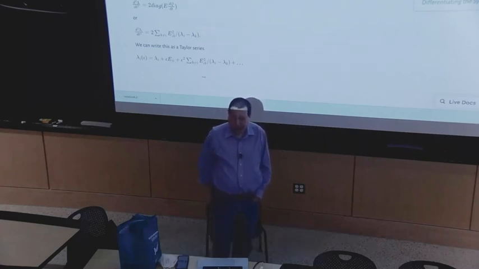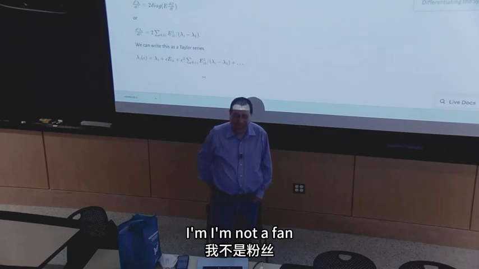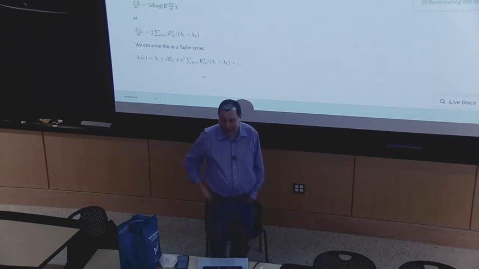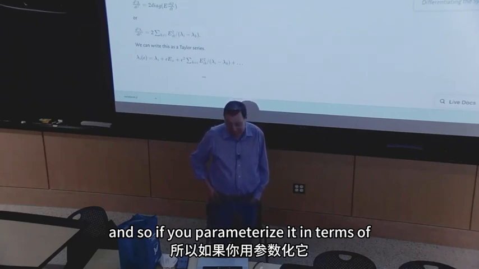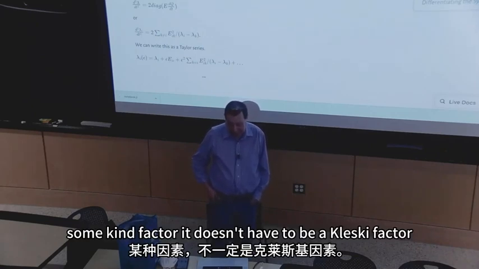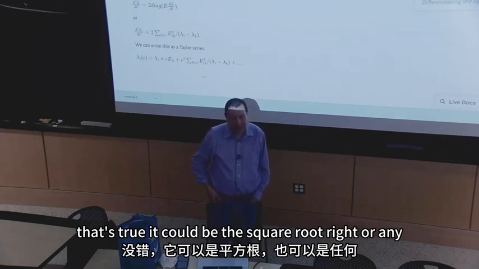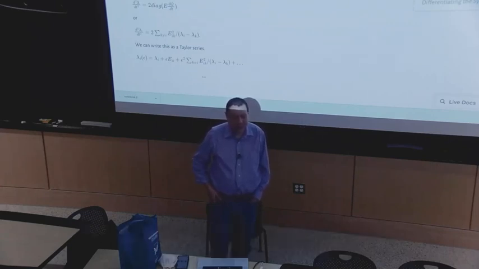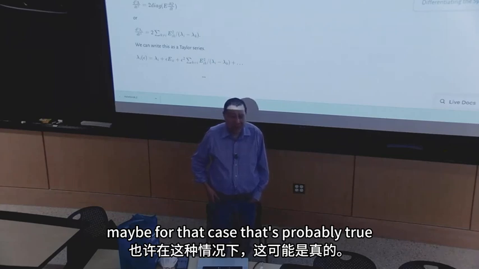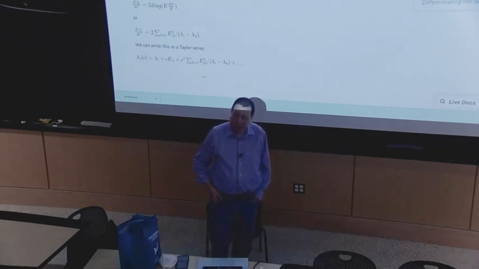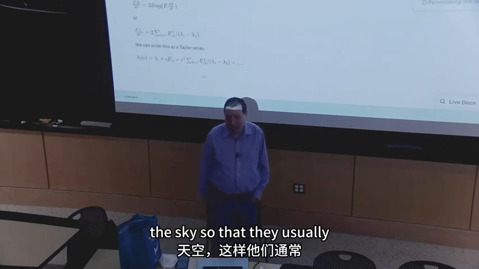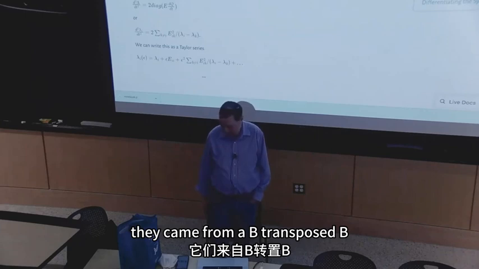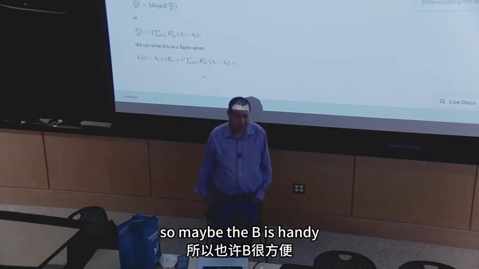Well, you could use intrinsic coordinates. I'm not a fan. You could write any semi-definite matrix using a Cholesky factor, just as B transpose B. Right. And so if you parameterize it in terms of some kind of factor, it doesn't have to be a Cholesky factor. That's true. It could be the square root. Maybe for that case, that's probably true. But in general, I would say that semi-definite matrices don't fall down from the sky. So they're usually, if you stare at it hard enough, they came from a B transpose B. So maybe the B is handy.